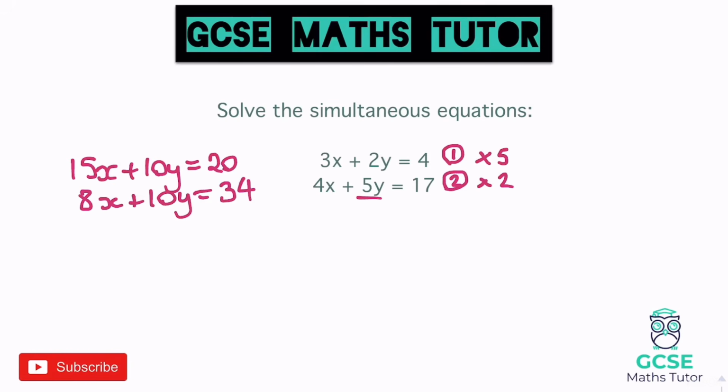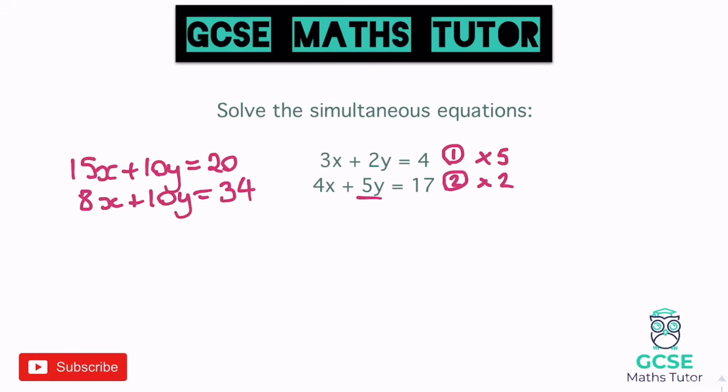Now if you think about 10y and 10y, if I was to do 10y add 10y, that's going to make 20y. So they're not going to disappear if I add them together. But if I do 10y take away 10y, then that is actually going to eliminate them, and they're going to disappear, and we're not going to have any y's left in our equation.